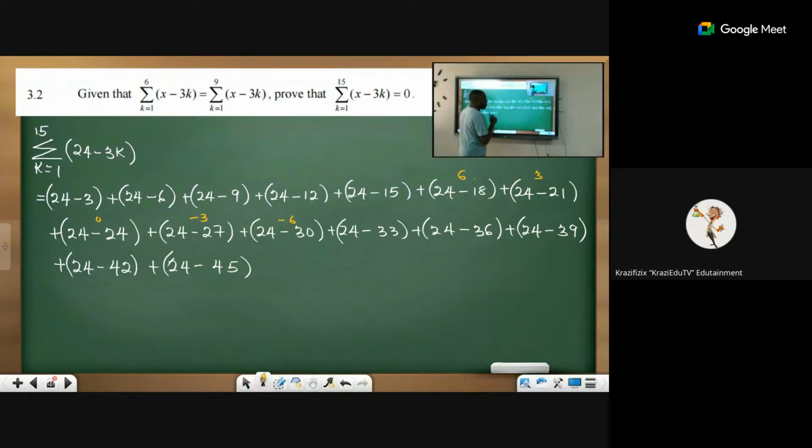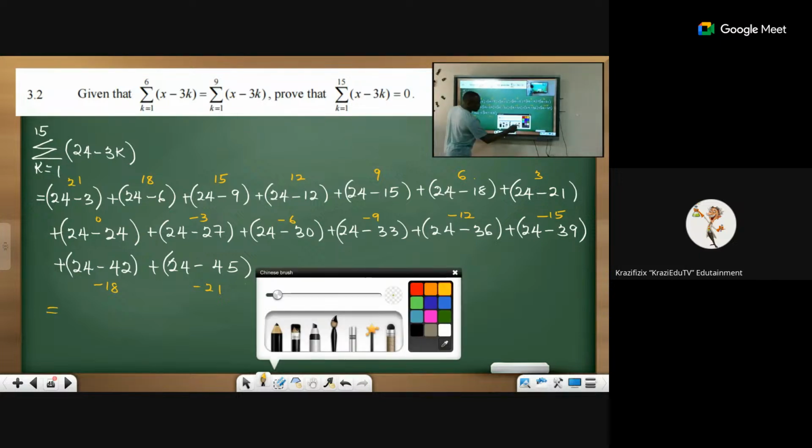24 minus 33? Negative 9. What is 24 minus 15? 9. All right, that cancels. 24 minus 36? Negative 12. 24 minus 12? Positive 12. That cancels. 24 minus 39? Negative 15, because it's now a multiple of 3. 24 minus 9? 15. 24 minus 42? Negative 18. 24 minus 6? 24 minus 45? 24 minus 21? So what's our answer? Answer is 0.